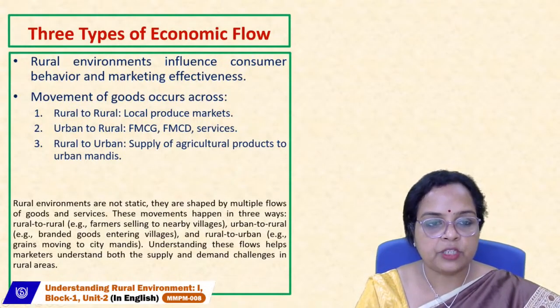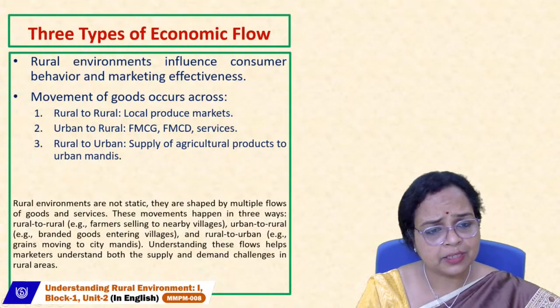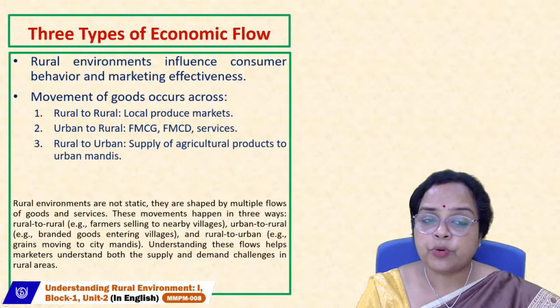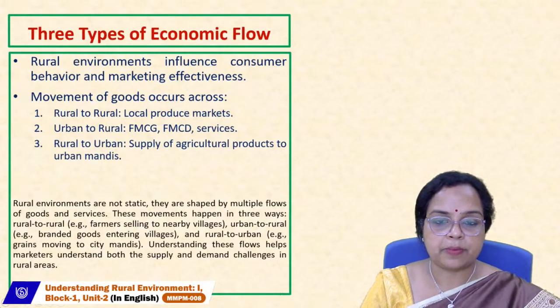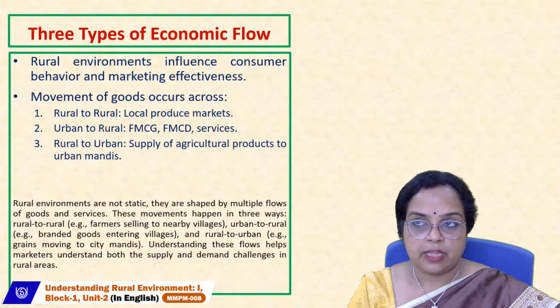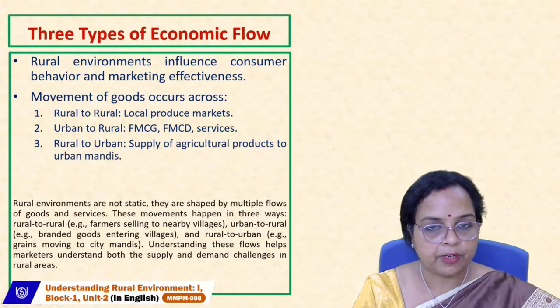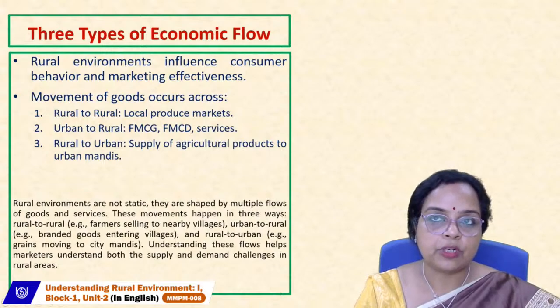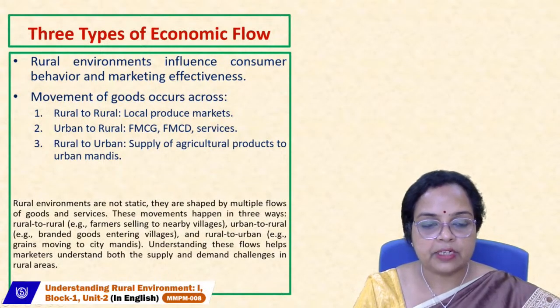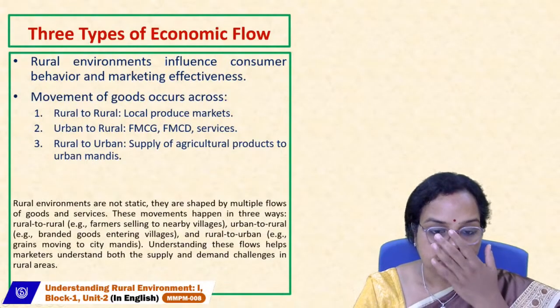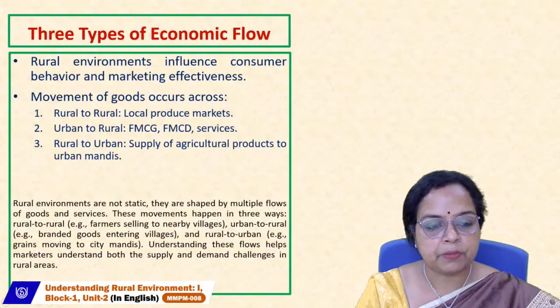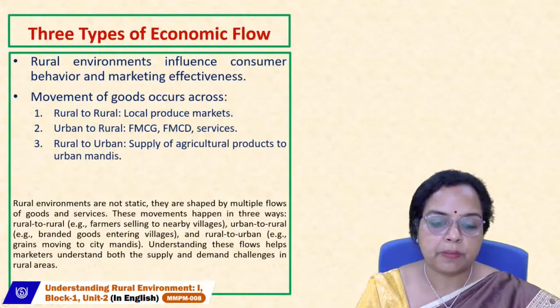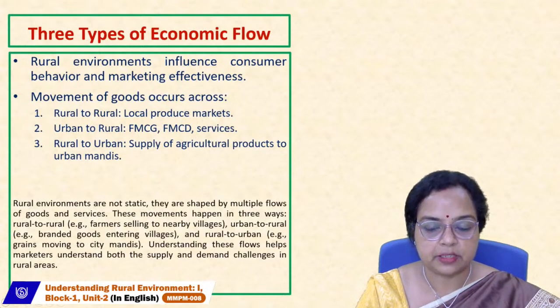Another economic flow is rural to urban, the other side of the flow. That includes the supply of agricultural products to urban mandis. That is a common scenario for everyone. You understand what a mandi is. Whenever they harvest their produce, they visit the nearby mandis to sell it to the local vendors. After that, the produce goes to the local market. So understanding these flows helps marketers understand both the supply and demand challenges in rural areas.